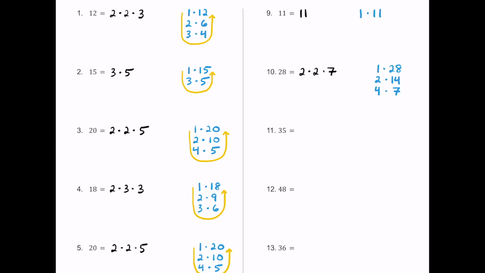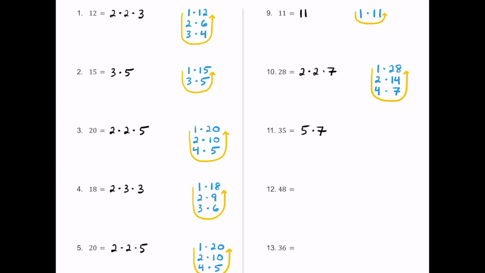So for this one, we had our 2 factors, 1 and 11. Here we had 6 factors, 1, 2, 4, 7, 14, and 28 for the number 28. These are the only numbers you can split 28 into evenly with no fractions or decimals. For number 11, the prime factorization for 35 is just going to break down into 5 times 7.